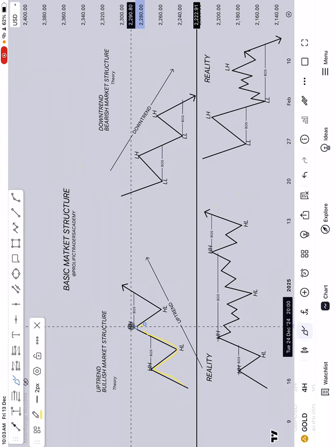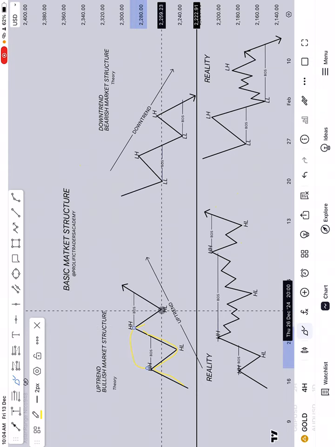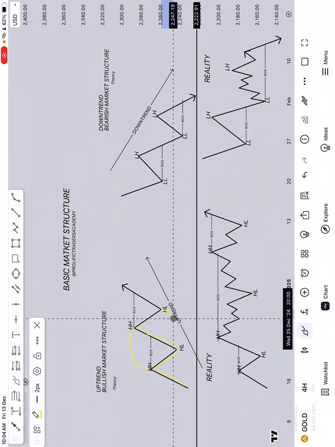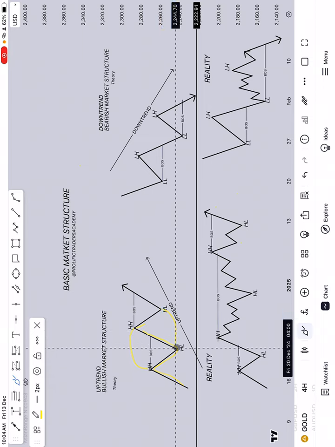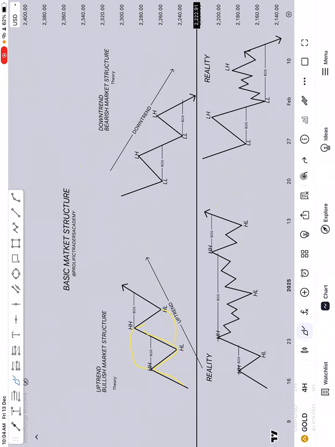The reason this is called a higher high is because this high here is higher than the previous high, and this low here is higher than the previous low. So these are called higher lows. Don't bother, this video will be here, so in case you have any difficulties, you can watch it as many times as you want.